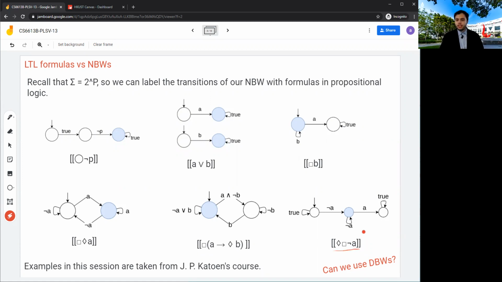And for this, we saw that we have a non-deterministic Büchi automaton, but several sessions back, we proved that there is no deterministic Büchi automaton for this language. So we can't use deterministic. We have to use non-deterministic. But the problem that I really want to focus on in this session is that I am given some LTL formula, and I want to actually construct a non-deterministic Büchi automaton that is equivalent to that formula. Okay, I can't do it with deterministic.